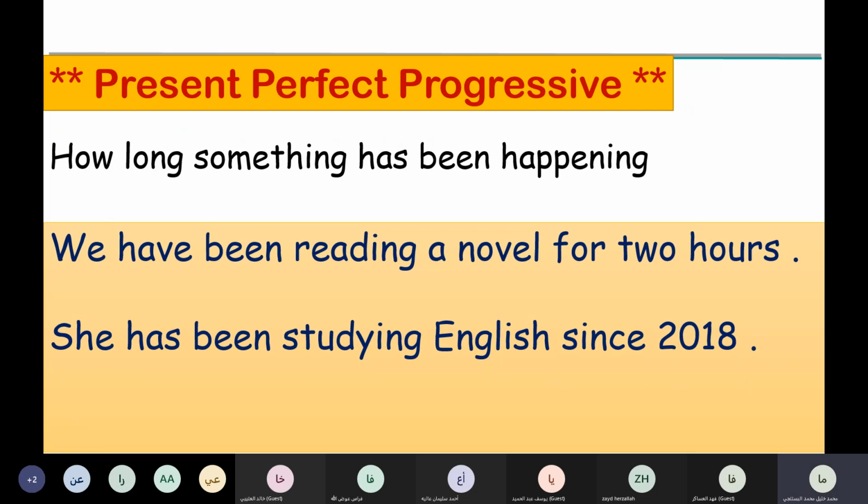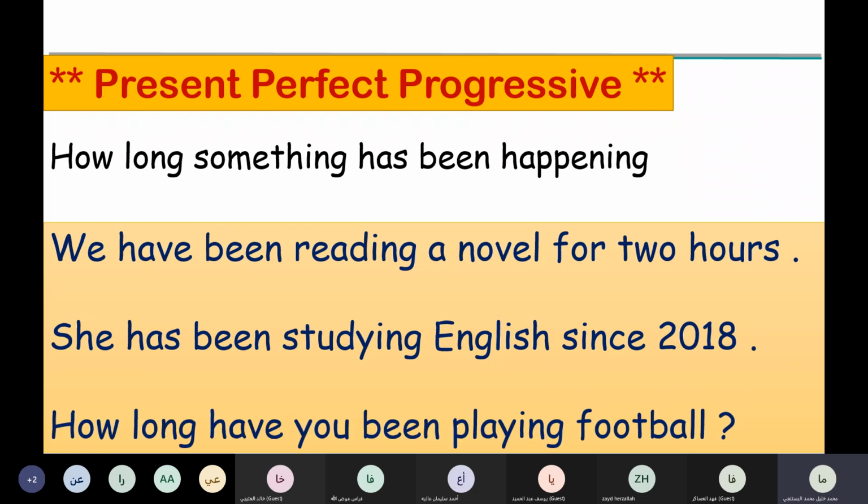Now, if you want to ask, we ask with how long. How long have you been playing football? Now, if you want to answer, you have to use what? The present perfect progressive. Here we focus on time. I have been playing football, for example, for an hour or since 9 o'clock, etc.